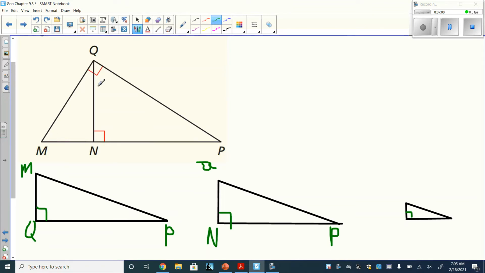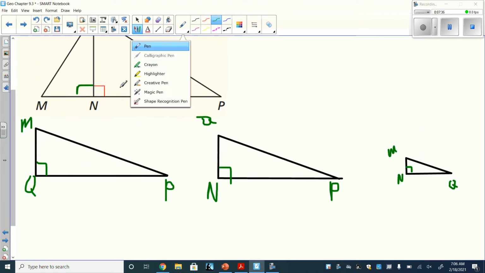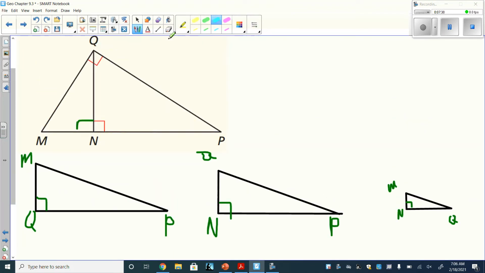And our small one here, again, it doesn't say it, but this would be our right angle. And I'm going to name this one MNQ. The way that we orient that one is, since this is the right angle, I'm going to put it in the corner, so that would be N. And our hypotenuse is this line over here. Okay, so we have our three triangles, and this is the makeup of this here.